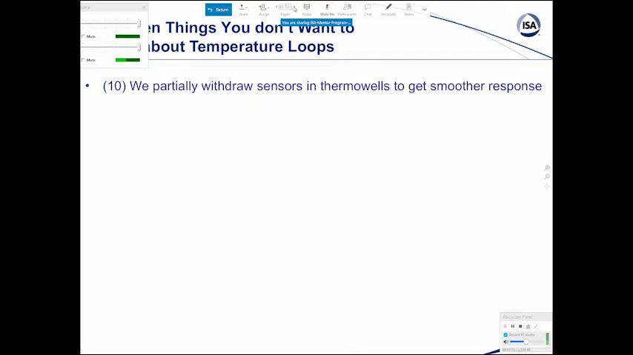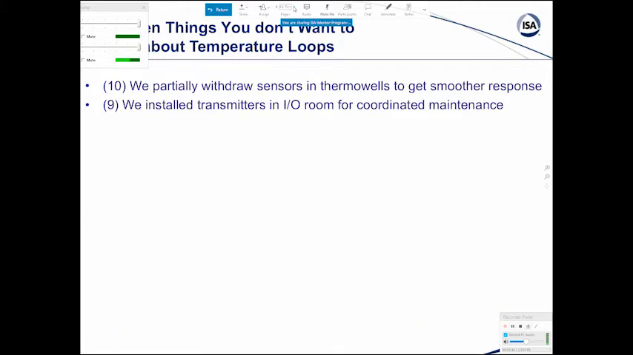We partially withdraw sensors and thermal wells to get a smoother response. I actually had a very smart biochemist show me this, and he was very proud of what he thought was better temperature control of his bioreactors. Not knowing he was really just getting a very filtered temperature from the air that was in the thermal well. Of course, if you took the sensor completely out, it might be even smoother.